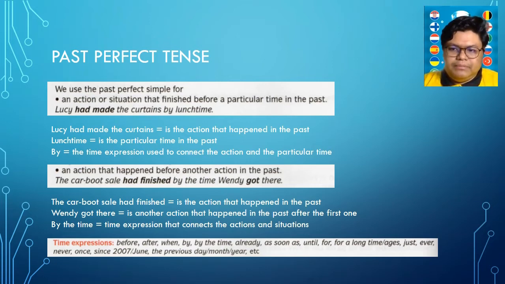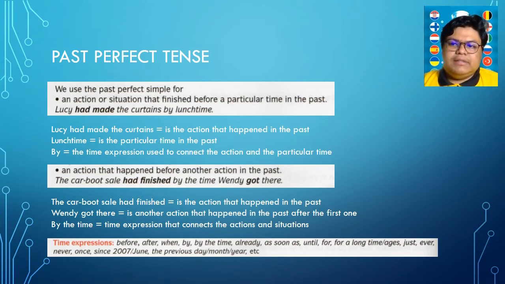Okay, for example, some of the time expressions that we can use is before, after, when, by the time, already, as soon as, until, for a long time or ages, just, ever, never, once, since 2007 or June. 2007 tu maksudnya tahun lah, June tu maksudnya bulan. Okay, the previous day, month, year, etc. Okay, so these are some of the time expressions that we can use to connect the two situations. Okay, I hope you understand so far.